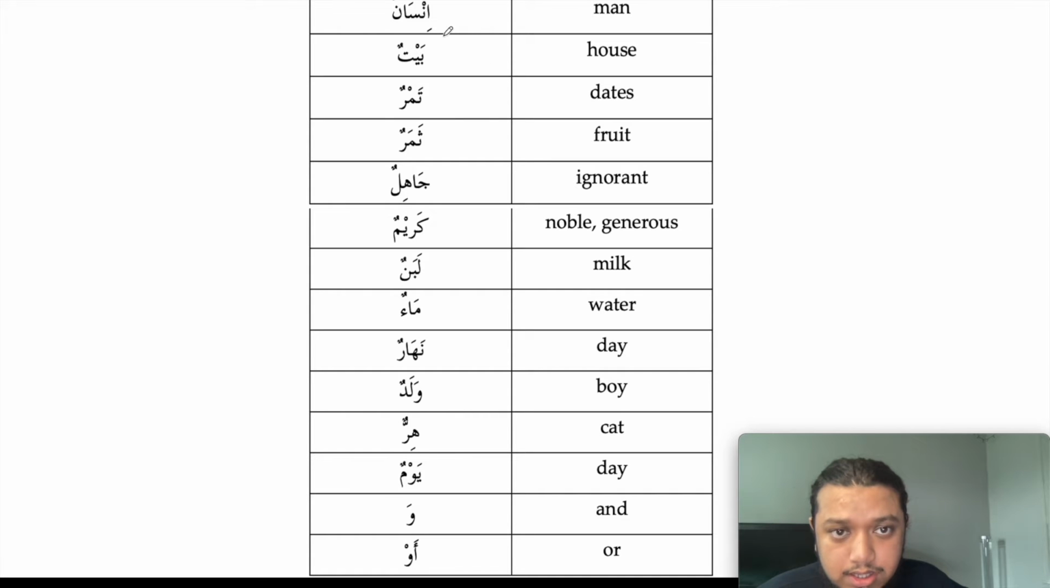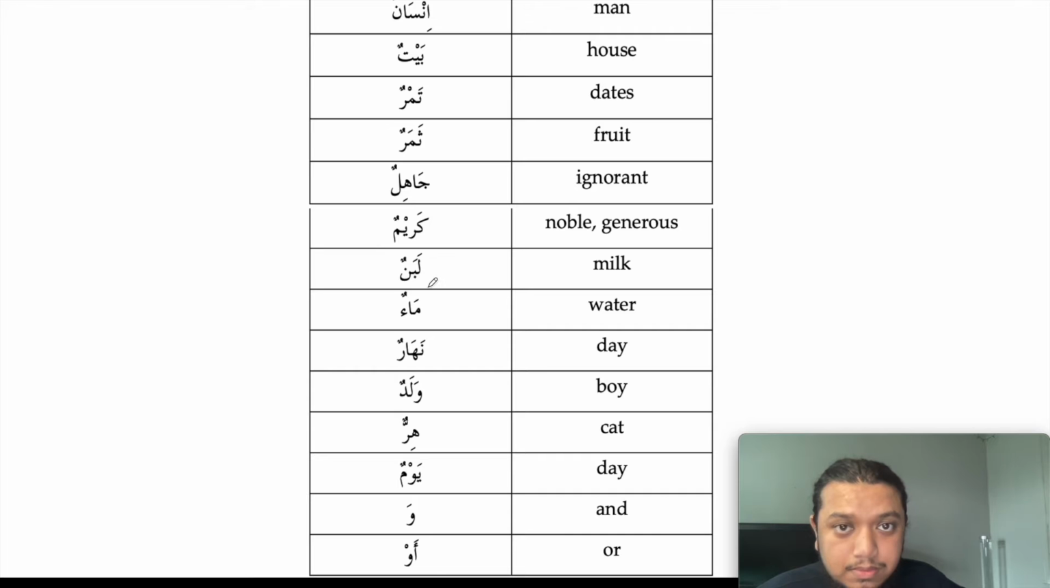Insanun. Insanun means man. Baytun. Baytun means house. Tamrun. Tamrun means dates, as in the fruits. Thamarun. Thamarun means fruit. Jahilun. Jahilun means ignorant. Karimun. Karimun means noble or generous person.